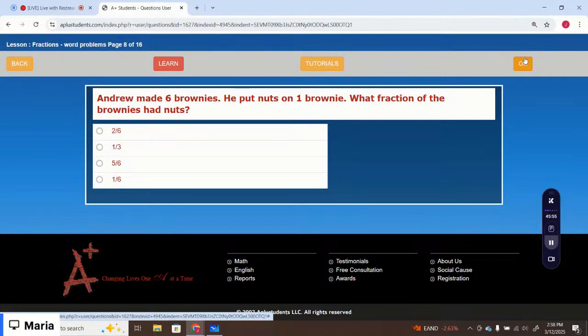Steve has made 6 brownies. He put nuts on one brownie. What fraction of the brownies had nuts? That is 1 out of 6. Option number three is the correct option. 1 out of 6, not 6 out of 1.